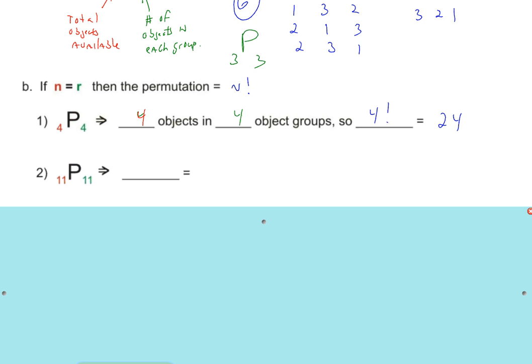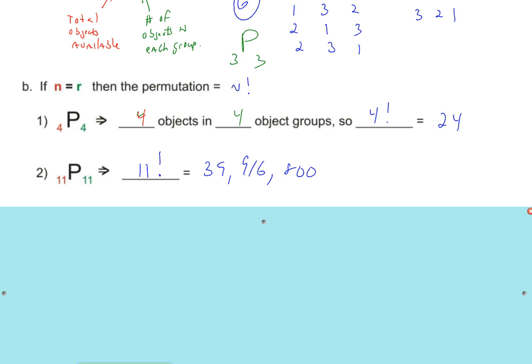So again, if you see something like number 2, it's an easy problem. The answer is going to be 11 factorial. This will be a big number. Punch that out in your calculator. You'll never guess how many ways you can arrange 11 objects in 11 object groups. Say it if you got it. Yeah, 39,916,800 different ways. There is.